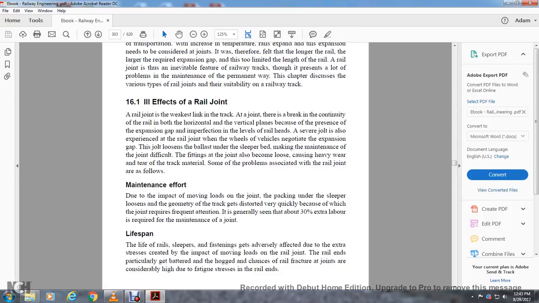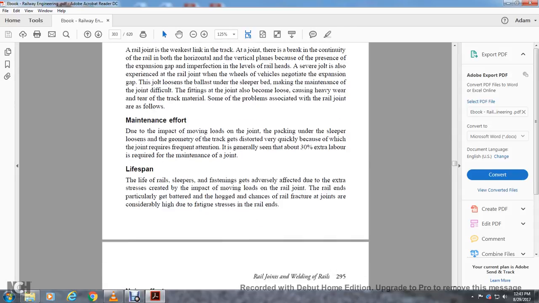Lifespan: the life of the rail, sleepers and fastenings gets adversely affected due to the extra stress created by the impact of moving loads at the rail joint. Rail ends particularly get battered and hogged, and the chances of rail fracture at the joint are considerably high due to the fatigue stresses in the rail ends.